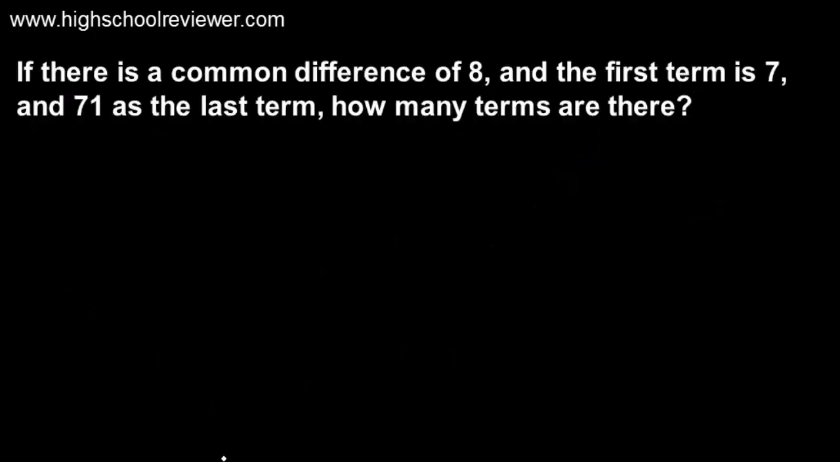Arithmetic sequence word problems. Our problem: if there is a common difference of positive 8, the first term is positive 7, and positive 71 is the last term, how many terms are there? So our given here, our first term is positive 7, and we have several terms here that are unknown. And our last term is positive 71. So we need to find the missing terms.